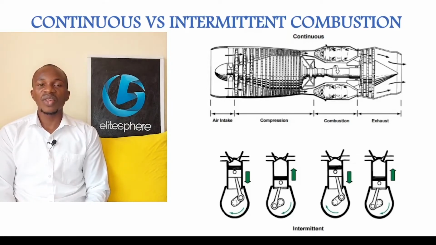For this reason, combustion in a piston engine is said to be intermittent, while combustion in a gas turbine engine is said to be continuous. This difference in the combustion between a gas turbine engine and a piston engine is the one that brings about the vibration that is high in a piston engined aircraft.